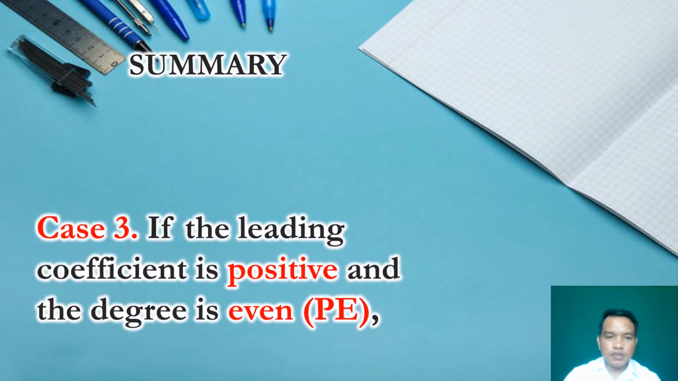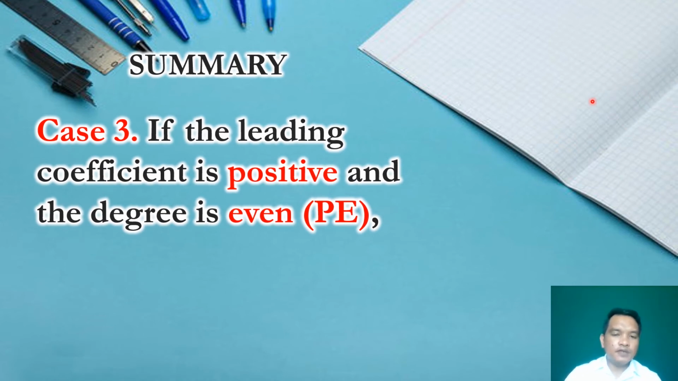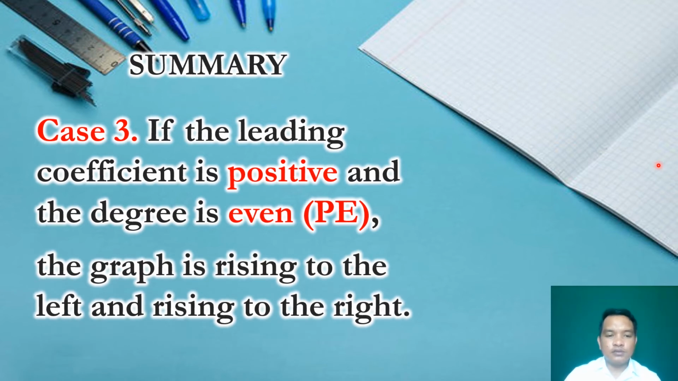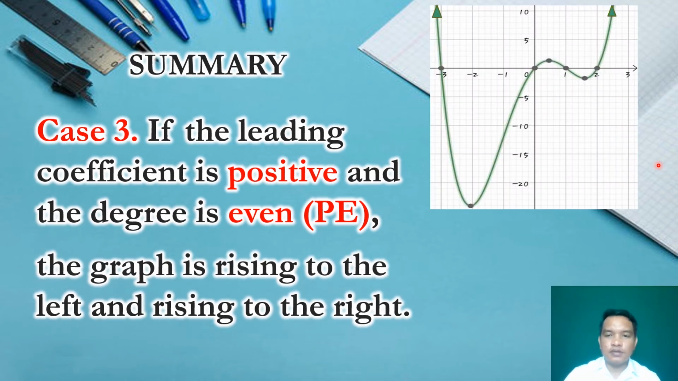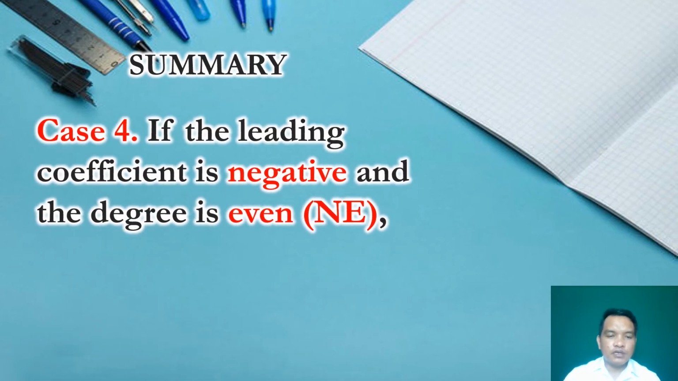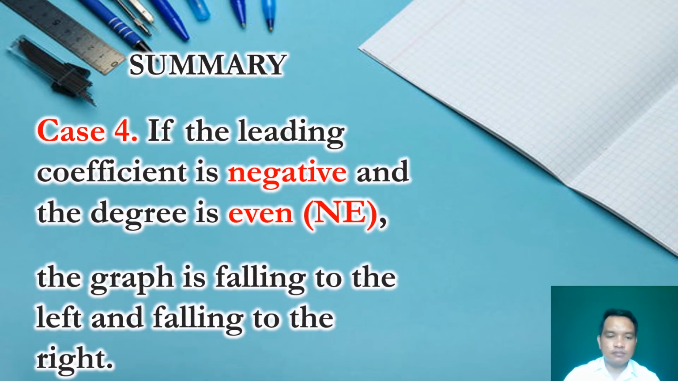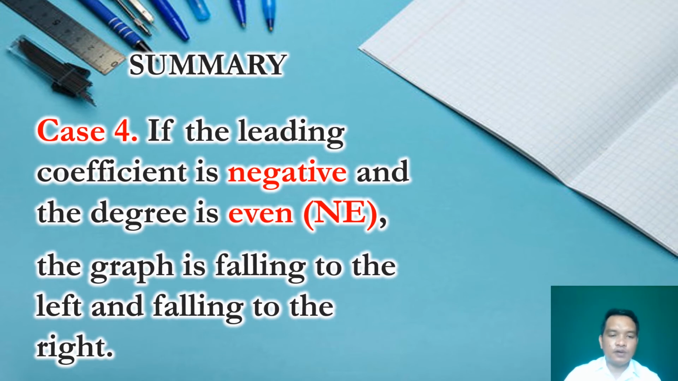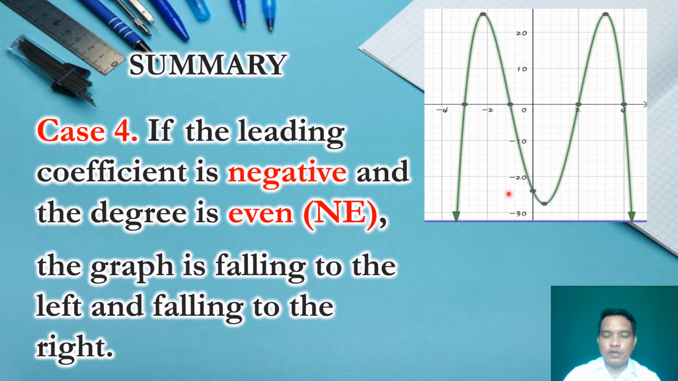Next is case number 3. If the leading coefficient is positive and the degree is even, the graph is rising to the left and rising to the right. This is an example of the graph of a polynomial function with a positive leading coefficient and even degree, both rising to the left and to the right. Case number 4. If the leading coefficient is negative and the degree is even, the graph is falling to the left and falling to the right. They are both falling to the left and to the right.